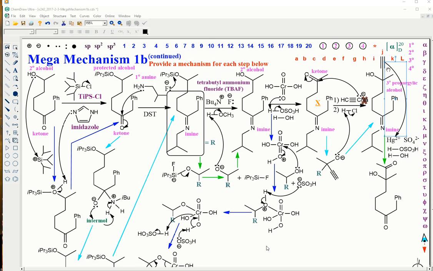Alkyne pi electrons are strongly attracted to the strong Lewis acid mercury 2+. They will be generating a cyclic intermediate, illustrated below. It's a cyclic mercurinium ion with the cation on mercury and another cation shared by all 3 atoms in the triangle.